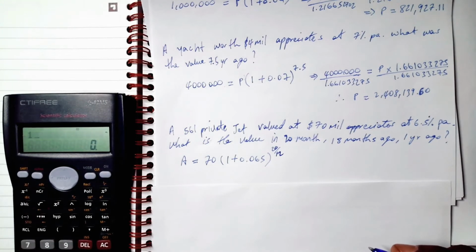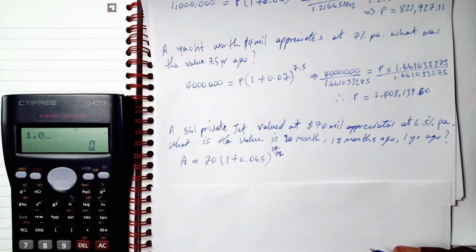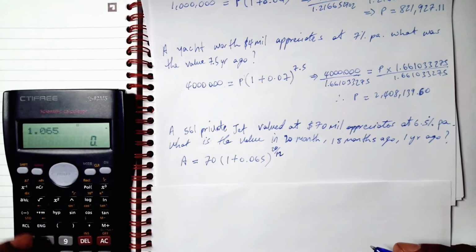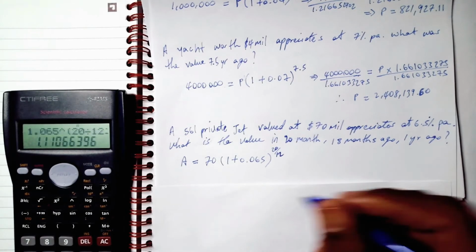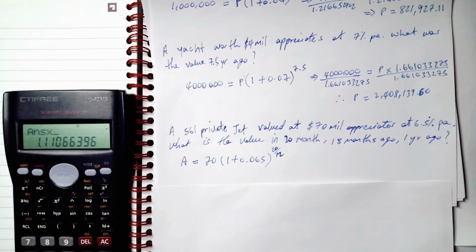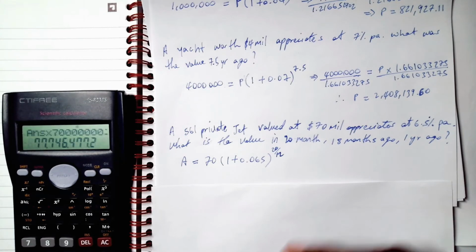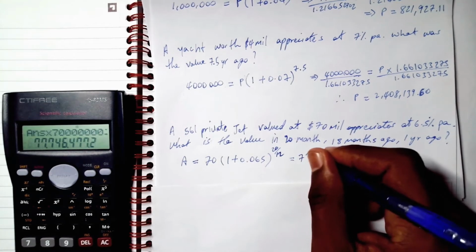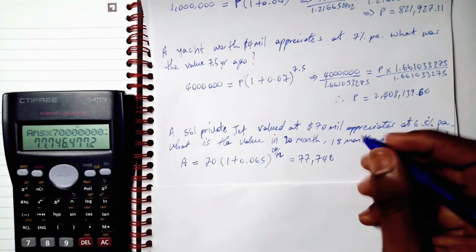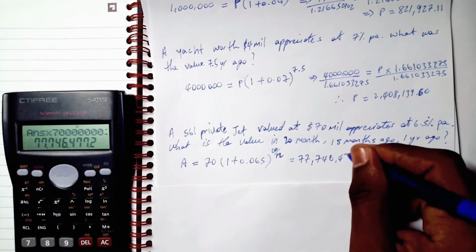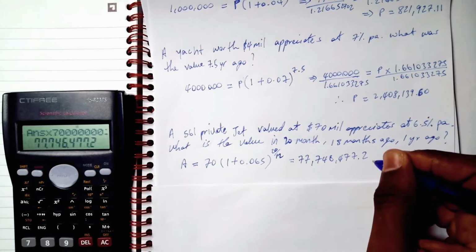So we have 1.065 raised to the power of 20 divided by 12. Then we multiply that by 70 million. Is that it? Yes. So the answer will be 77 million 6.2.